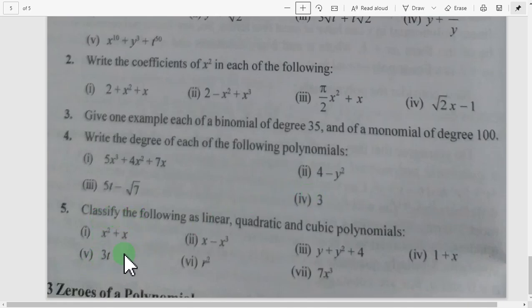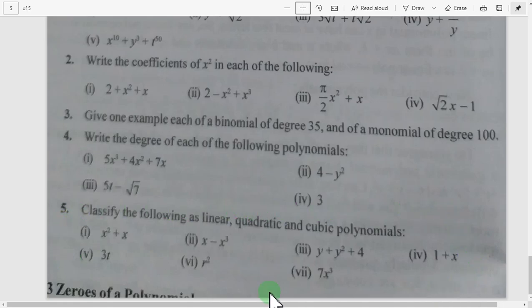So x square plus x, this is power 2. Degree 2 means it is quadratic. Degree 3 means it is cubic. The degree of this is 2. Not terms: in terms, this is a trinomial, but we have to check the degree to decide quadratic or cubic. So this is quadratic, this is linear, because degree 1 is linear, degree 2 is quadratic, degree 3 is a cubic polynomial.